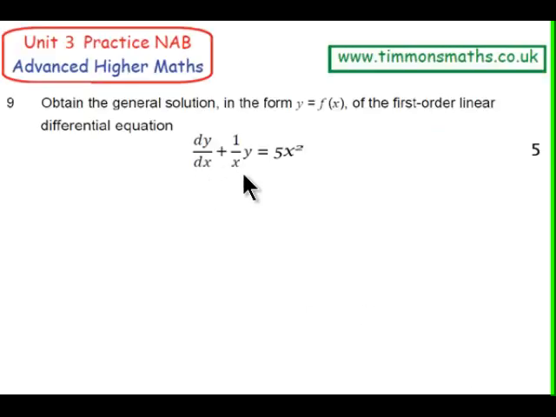We do this using the integrating factor method. The integrating factor is given by e to the integral of what's multiplying the y here, which is 1 over x. So the integrating factor is e to the integral of 1 over x dx. Now the integral of 1 over x dx is log x. So this is e to the log x. E to the log x is just x. So the integrating factor is x.